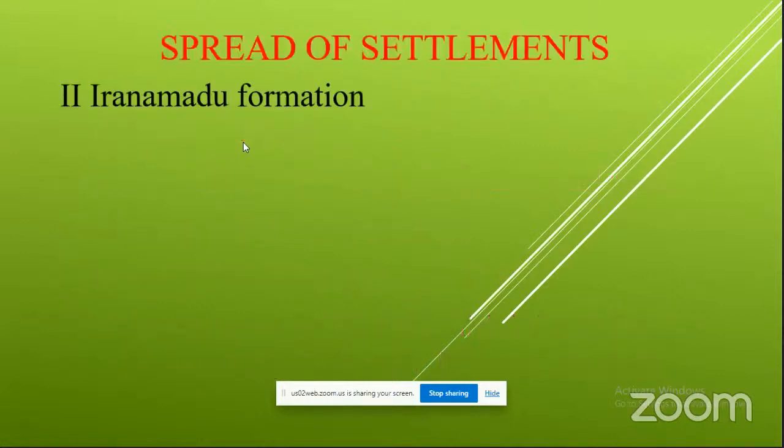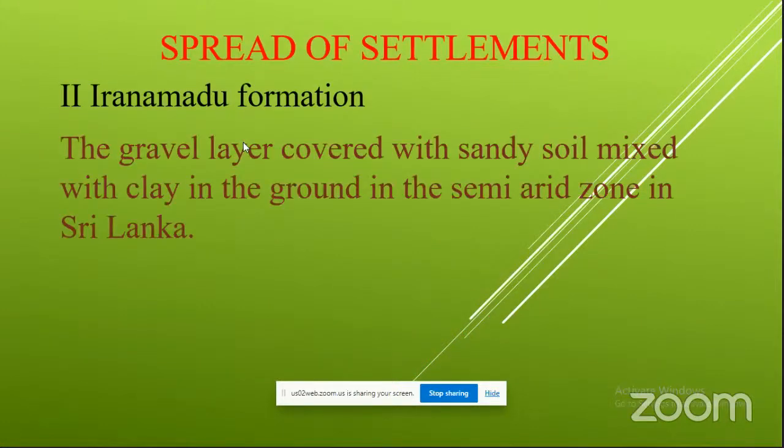The second place was the Iranamadu formation. So that's normally the Hambantota region. So why do we call it the Iranamadu formation? There's a gravel layer covered with sandy soil mixed with clay in the ground in the semi-arid zone in Sri Lanka. In that gravel layer also we find evidences about the initial people of Sri Lanka who had been originated before 125,000 years.